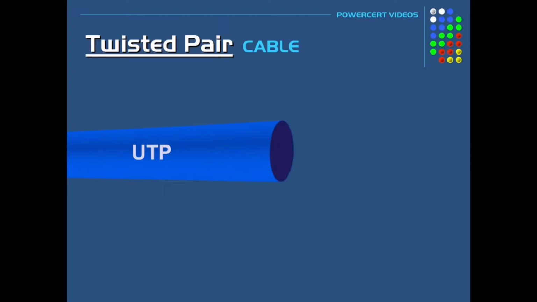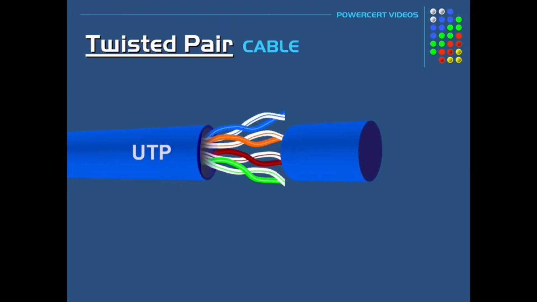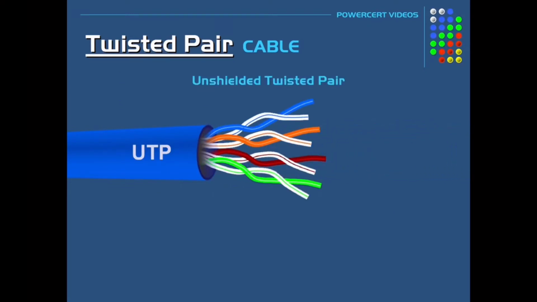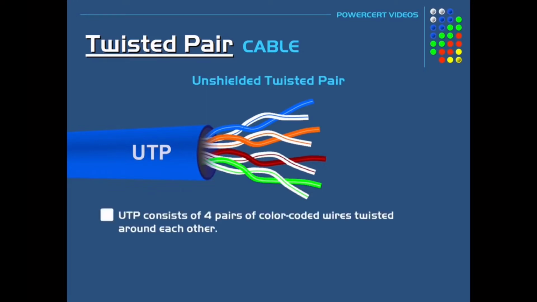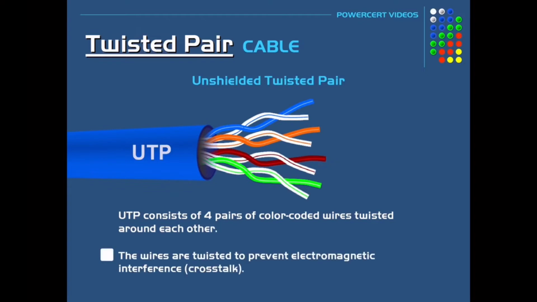Now, Ethernet twisted pair cables come in two different types. The first type is unshielded twisted pair, which is by far the most common type of cable that is used today. Unshielded twisted pair consists of 4 pairs of color-coded wires twisted around each other. The wires are twisted to prevent electromagnetic interference or crosstalk. This type of network cable is what most people use in their home or business.